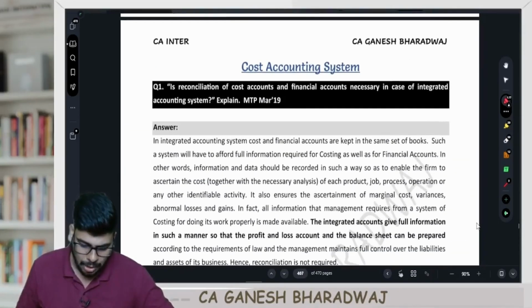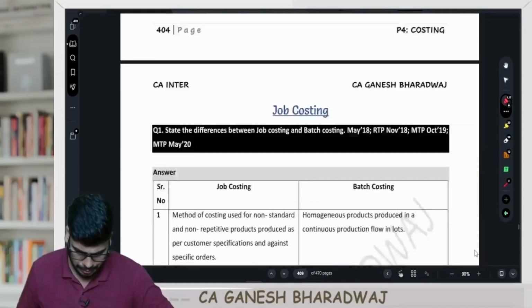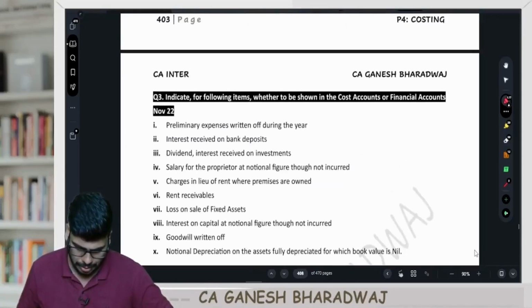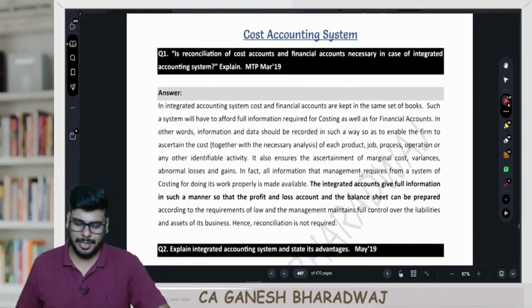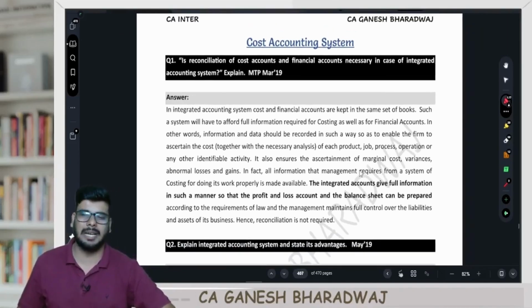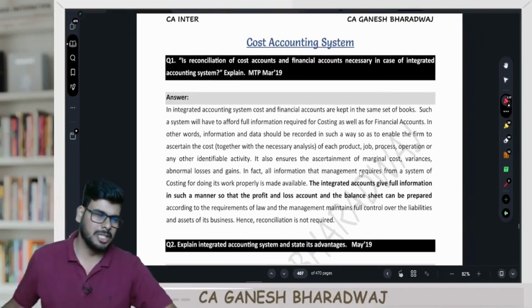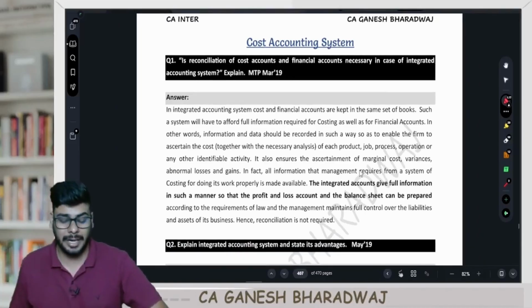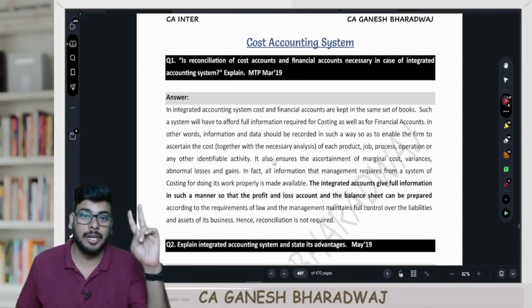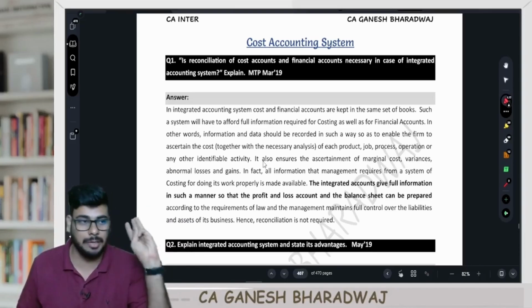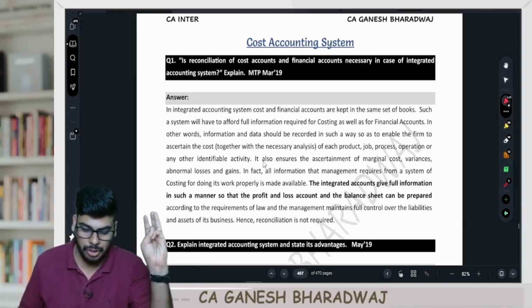Now, cost accounting system. So how many questions there? Oh, only 3. Okay. Fine, guys. So now here all these theory questions that I've kept are either past exam or RTP or MTP questions. So beyond that, nothing great is there. So we will also cover that. See, we are covering numerical problems. We are covering MCQs as well as we are completing the theory also.